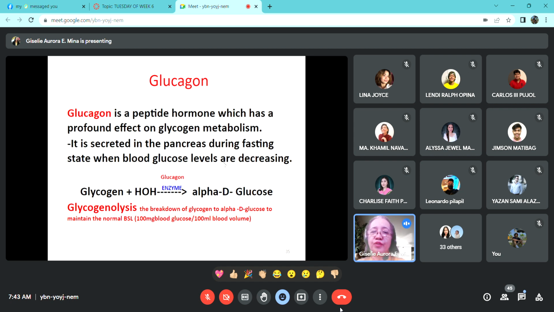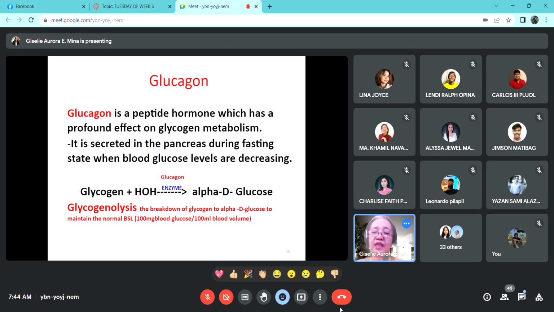Now, how do they survive? Since we have glycogen stored in the muscle as well as in the liver, our glucagon, our peptide hormone, during this time of fasting, will initiate the enzyme to hydrolyze glycogen and to produce glucose to maintain the normal blood sugar level, which is 70 to 100 milligrams of blood glucose for every 100 ml of blood volume.